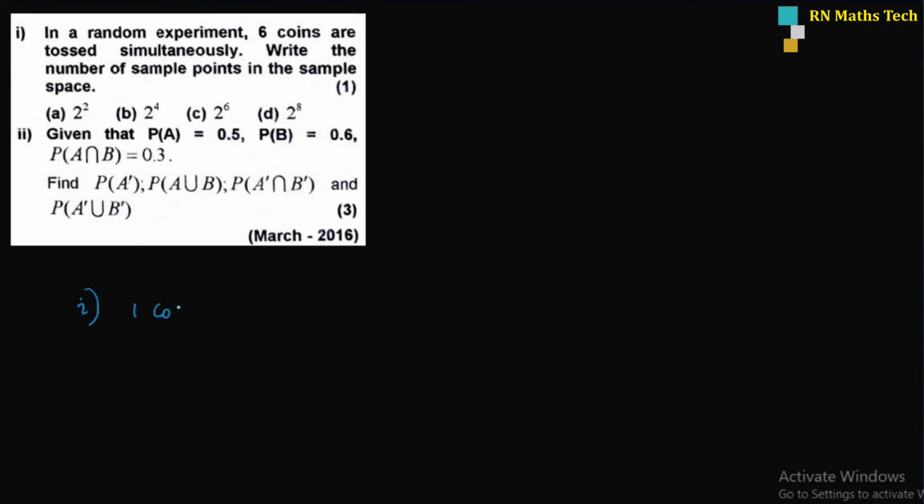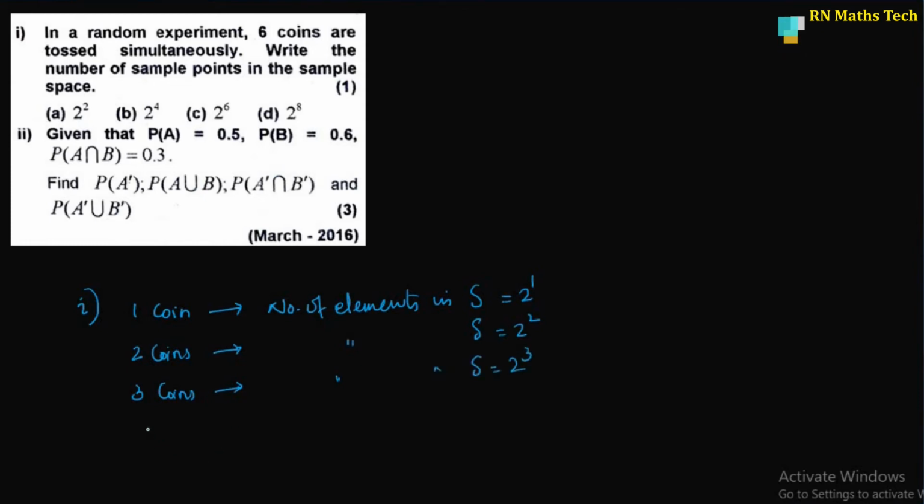One coin tossed, number of elements in S is equal to 2 raised to 1. 2 coins, number of elements in S is equal to 2 square. 3 coins, number of elements in S is equal to 2 cube. So 6 coins, number of elements in S is equal to 2 raised to 6.